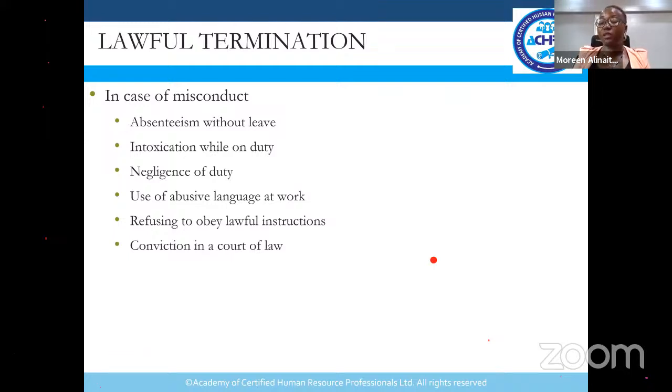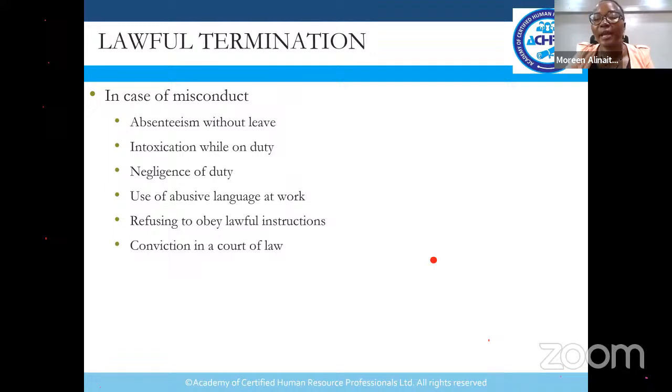If you are a nurse, you're supposed to be attending to the patient, giving them medicine, and you're busy playing Candy Crush. The patient is in pain. They have not taken their painkiller. You've forgotten to give them because you're busy doing other things. It amounts to misconduct.